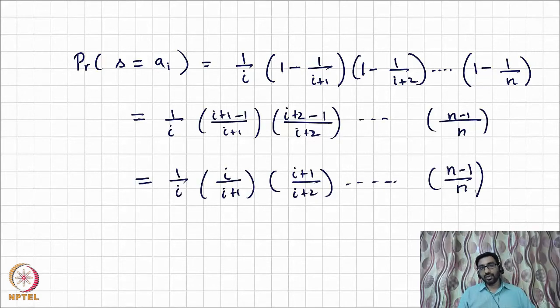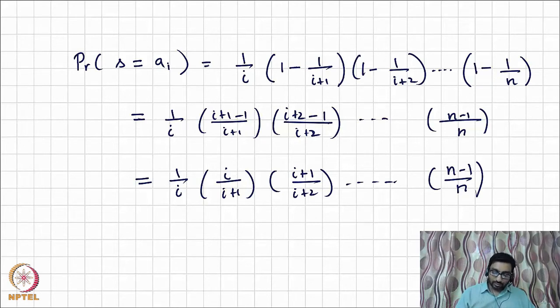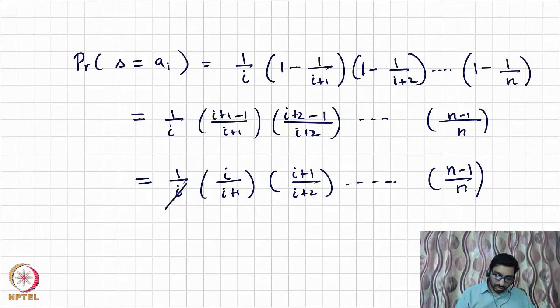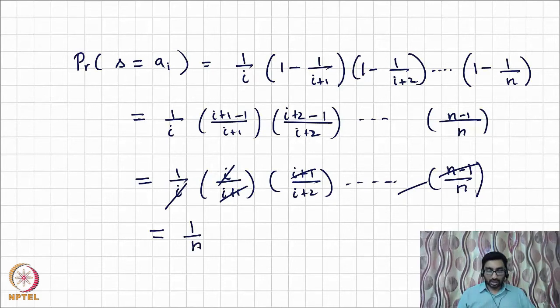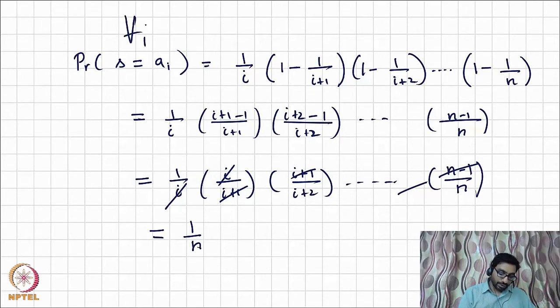As it turns out, they have a nice form. When we expand them out, it's a sort of telescopic product, and most of the terms cancel out. And we're finally left with 1 by n. And this is, of course, true for all i, which is exactly what we wanted to prove.